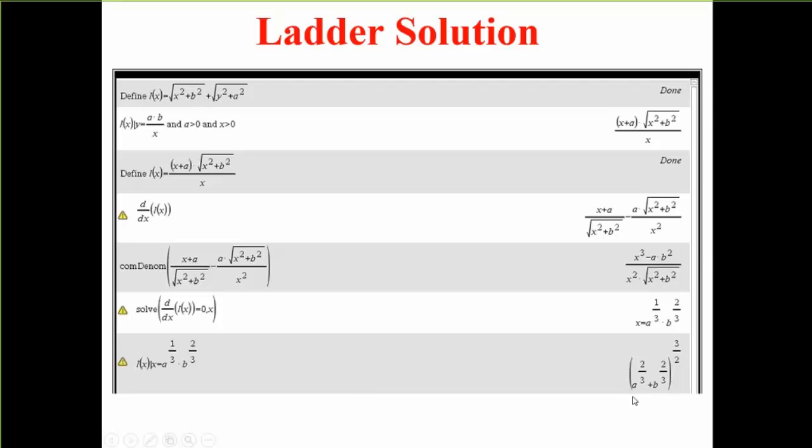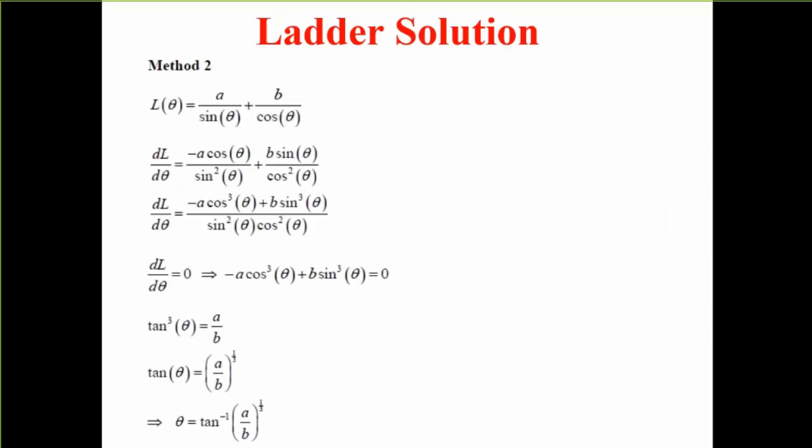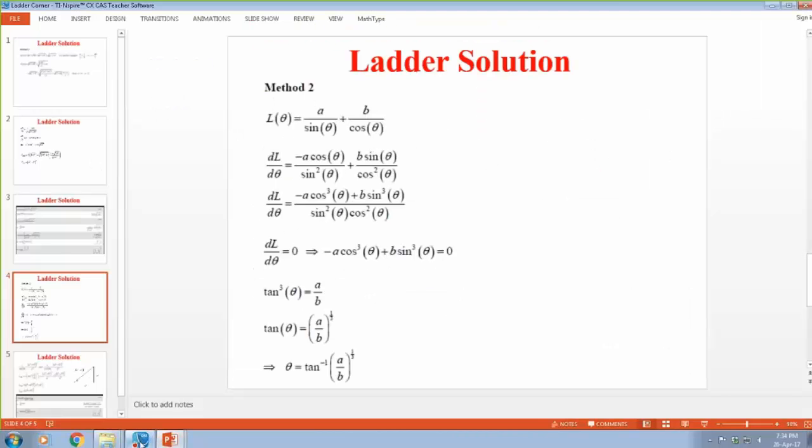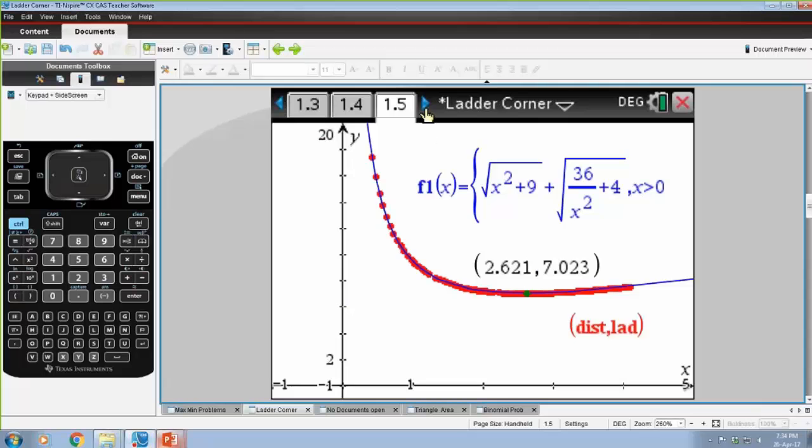So this will give me a general formula for the longest length of the ladder as a general case: a to the 2/3 plus b to the 2/3, all to the 3 on 2. There is actually another way of doing this problem from trigonometry, and that's by using the angle approach. I think I'm going a little bit over time here, so let me just show you the other method of using this one.